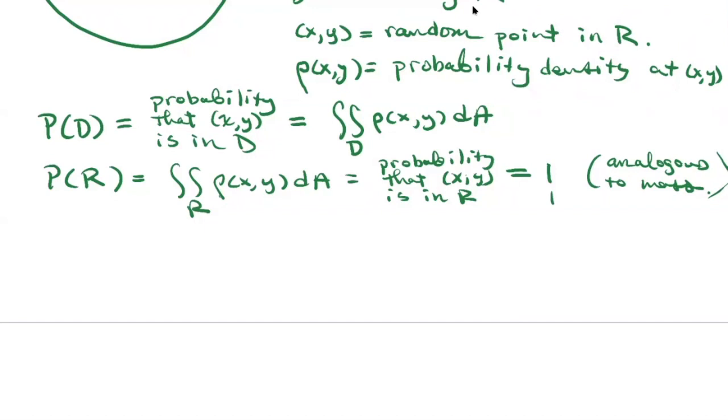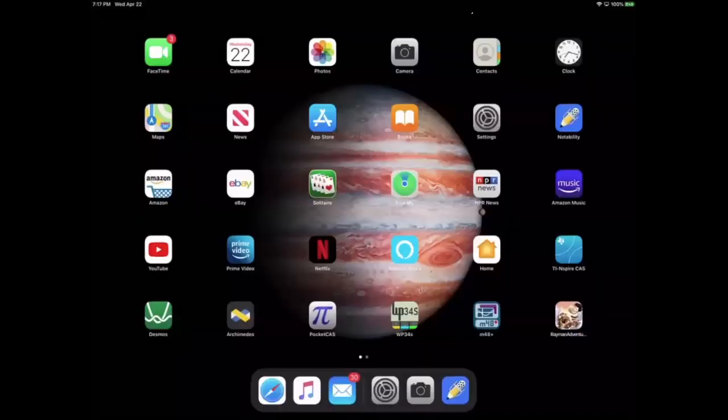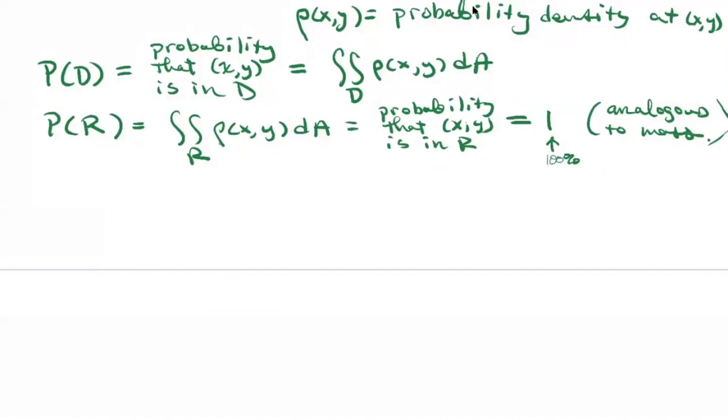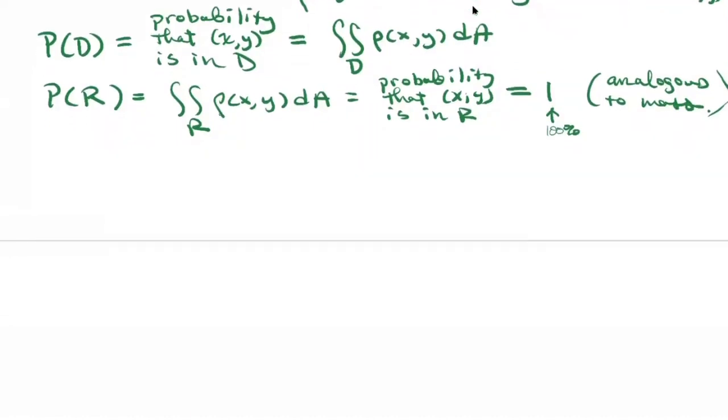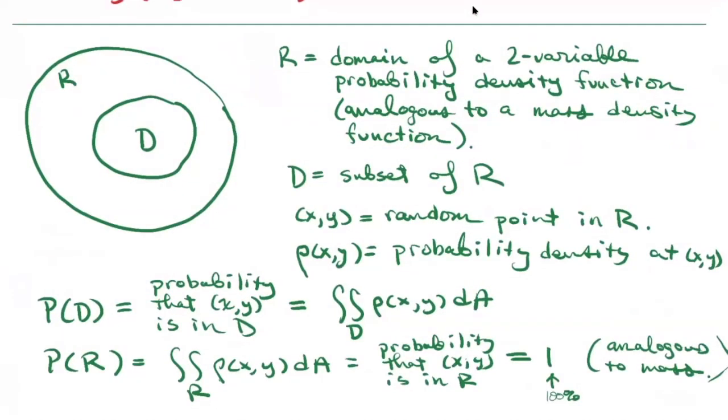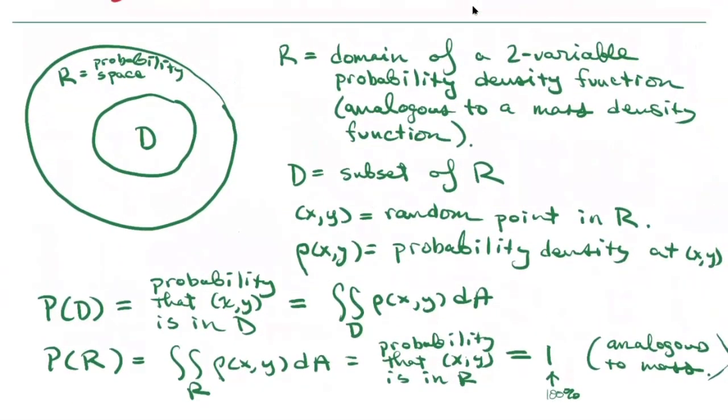Any questions about that? Looks like I'm frozen, so let me see if I can unlock it. Here we go. Okay, so probabilities always have to add up to 1 in a probability space. And I guess I could use that word. R is often referred to as a probability space. Sometimes they call it a sample space, but I won't go there. The space from which you sample data.